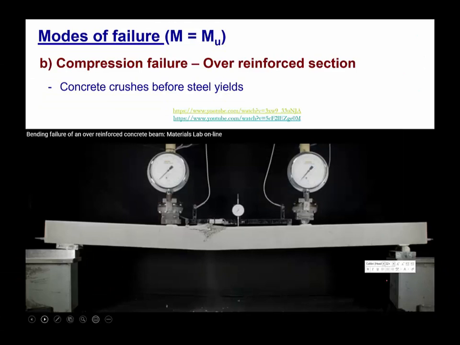Now that shows how the compression failure beam will look at the point of failure. So it is a very brittle kind of failure, as we saw in the video, and it is not a desirable kind of failure. Now to analyze an over-reinforced section, that means the compression failure mode, again we have to compute the compression force C and tensile force T in that equation.